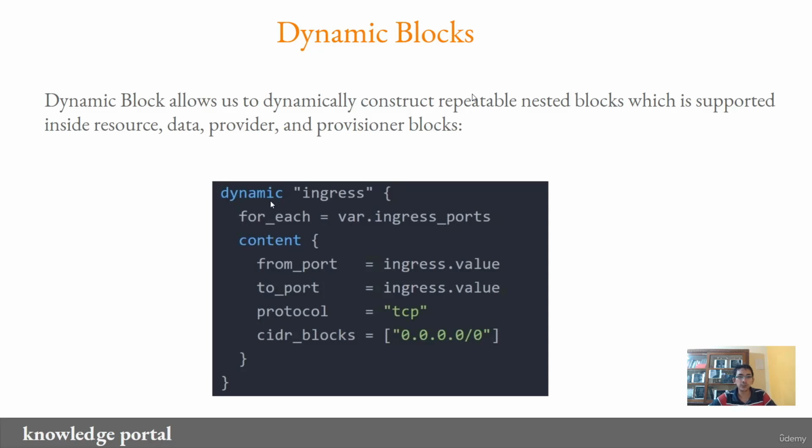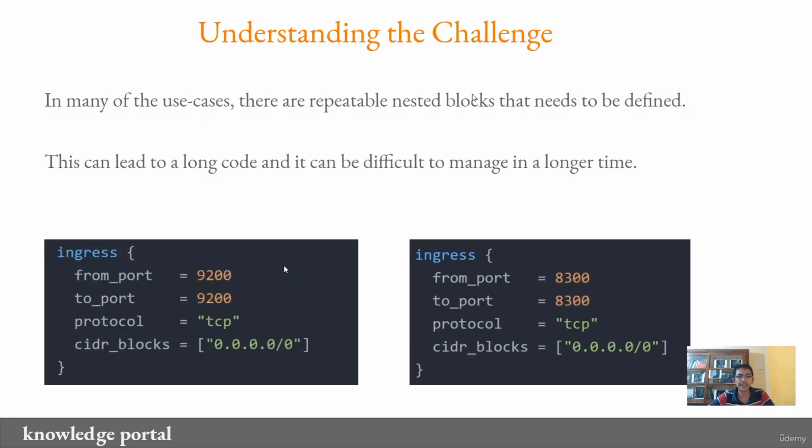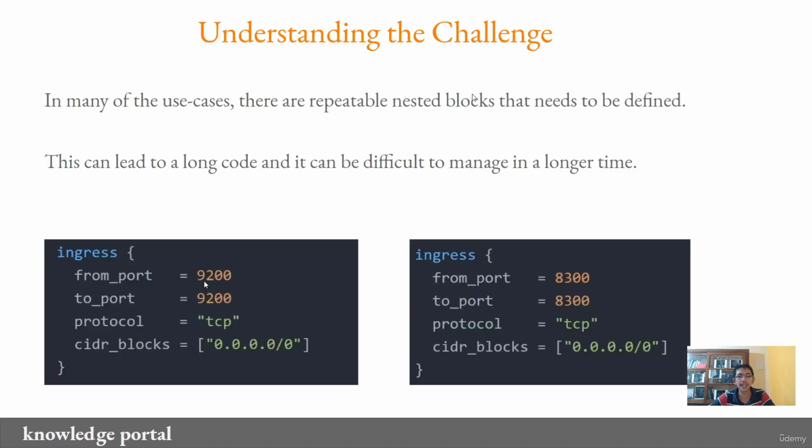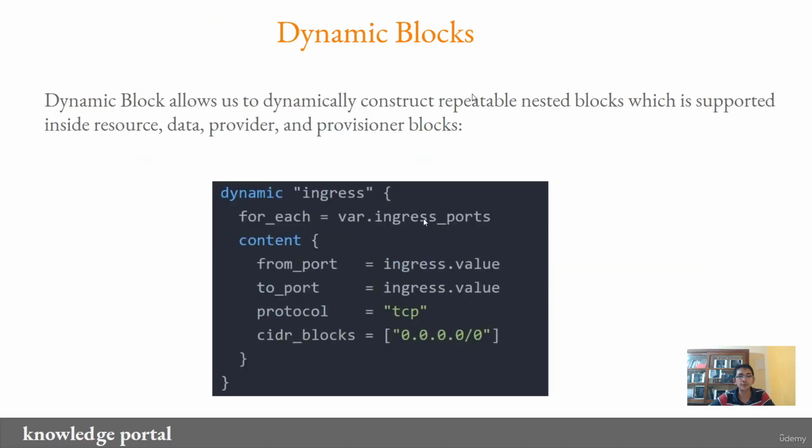So what we can do here is that instead of defining multiple ingress blocks, we create one dynamic block, and we also have a variable which contains all the ports that need to be defined, and from that variable we create multiple blocks over here. So that is the high level overview. Let's quickly jump into the practical so that this can be better explained.